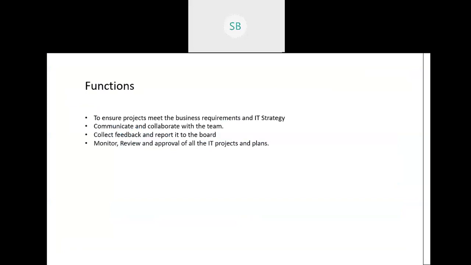They need to have communication and collaboration with the team members and also with the board members. They will also collect feedback from the IT project team, whether they are facing any problem or not, and report it to the board. If the board members are not aware of the problems of the IT team, they will not understand the situation.